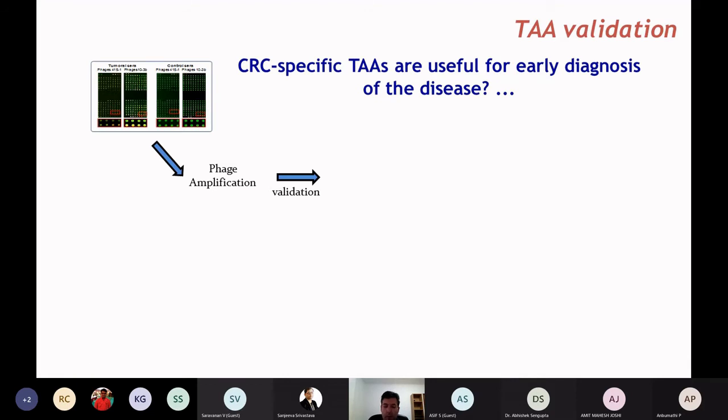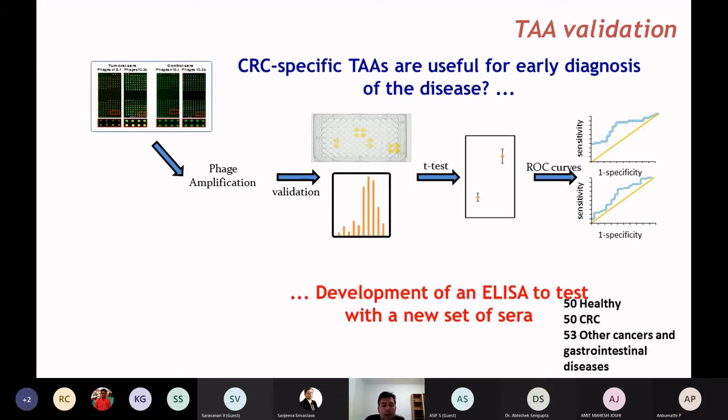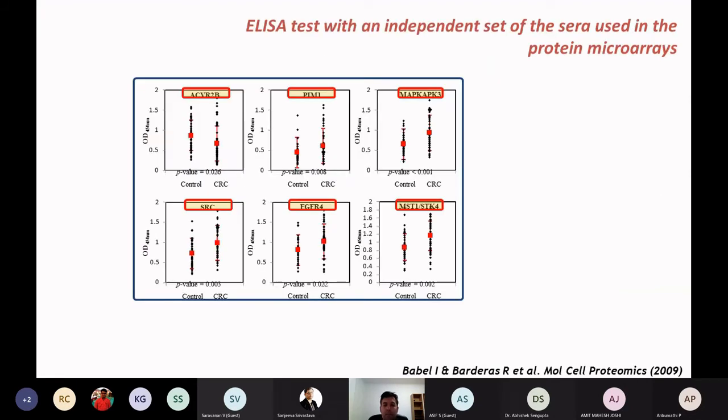But for validation of this specific cellular reactivity, and to demonstrate if they possess some diagnostic ability for colorectal cancer, we proceed to validate this cellular reactivity by other techniques. We use ELISA and a set of sera different from the ones used in the proteome microarray. We use a collection of 50 serum samples from healthy controls, 50 from colorectal cancer in different stages of the pathology, and 53 from other cancer and gastrointestinal diseases to demonstrate the specificity for colorectal cancer.